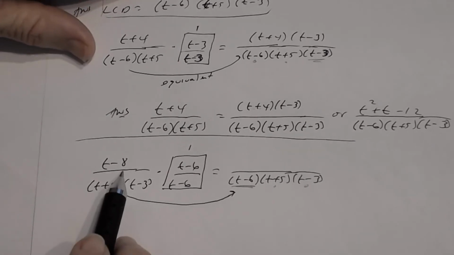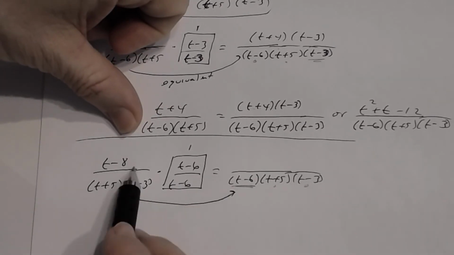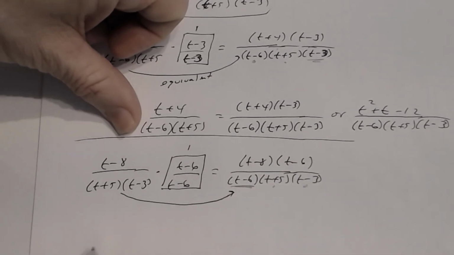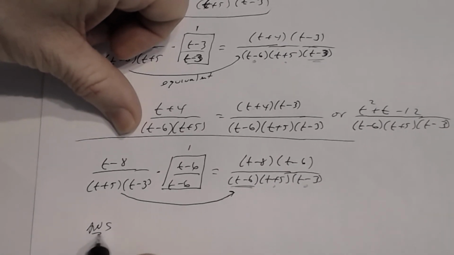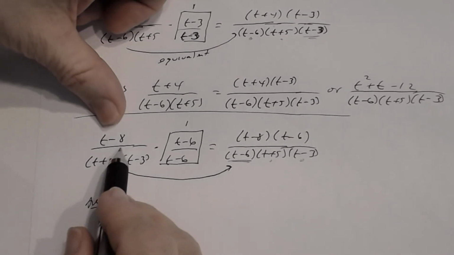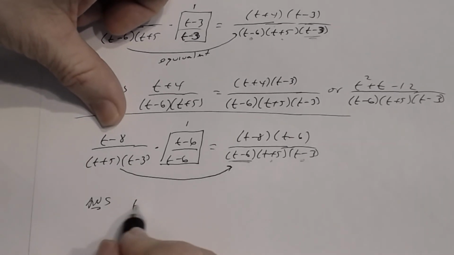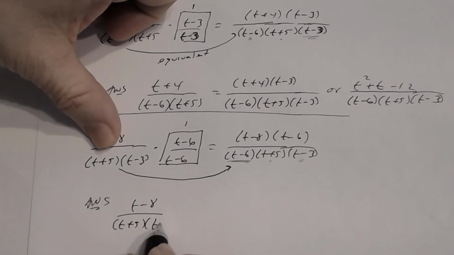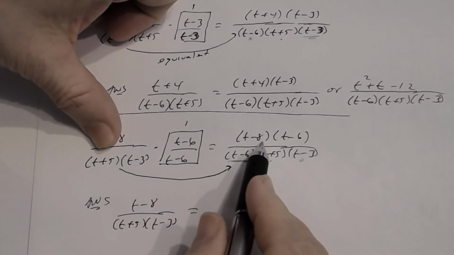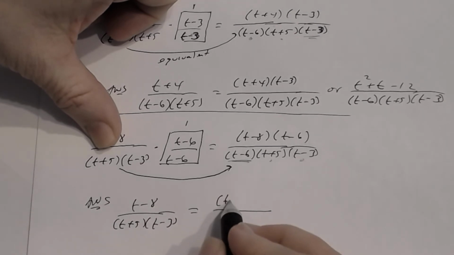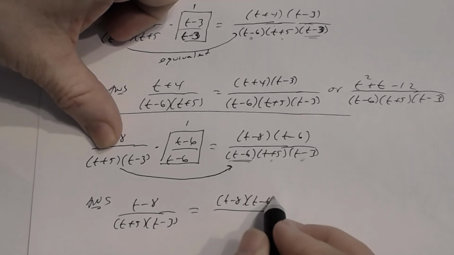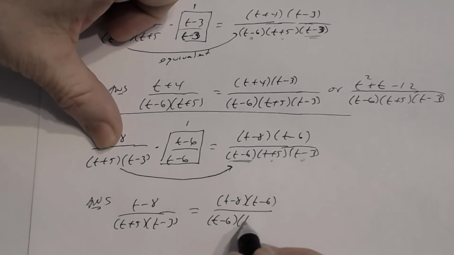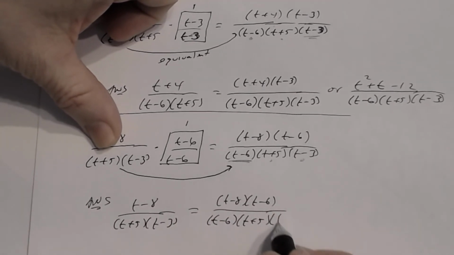So that means I got to multiply both numerator and denominator by t minus 6. And so now the numerator will be the product of these two. So t minus 8 times t minus 6. And so therefore your answer, you're going to say the t minus 8 divided by t plus 5 times t minus 3 is equivalent to this. T minus 8 times t minus 6 divided by this product. T minus 6, t plus 5 times t minus 3.